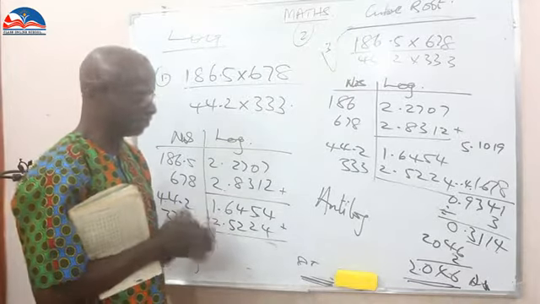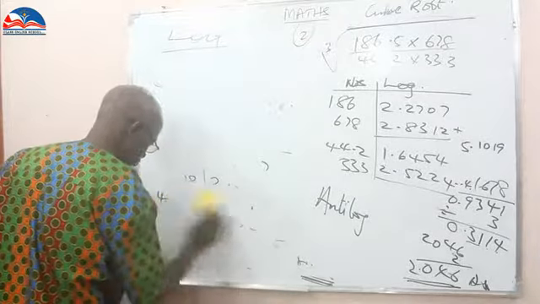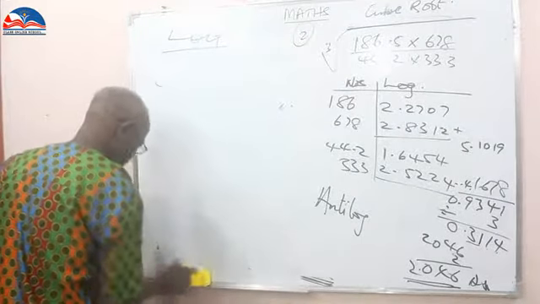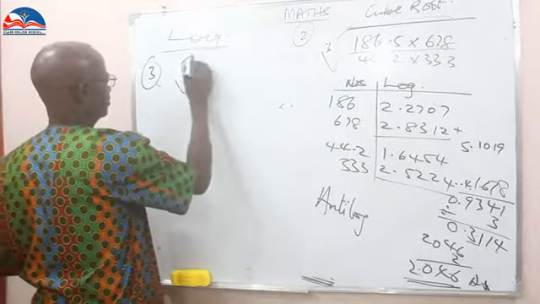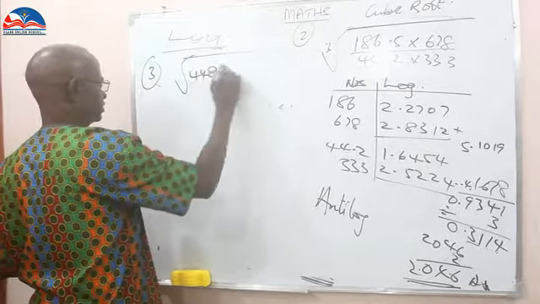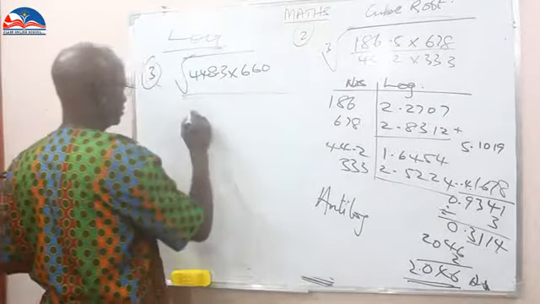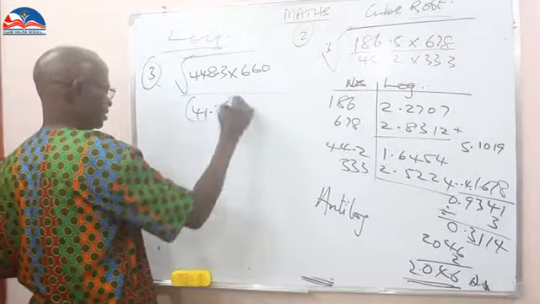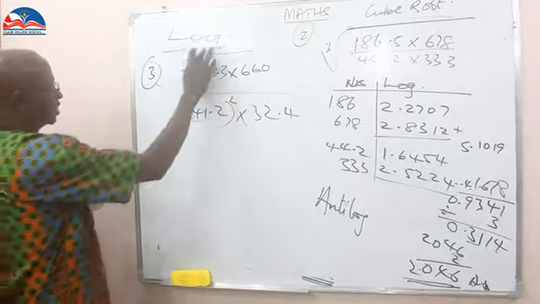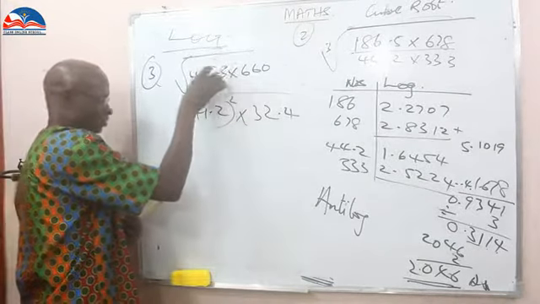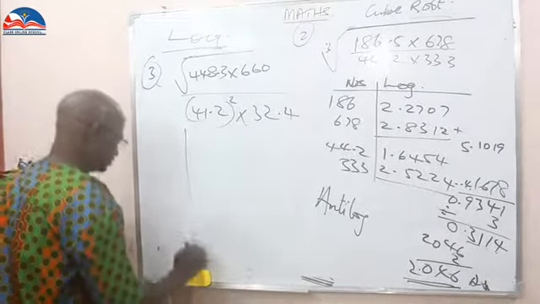I want to take what I call example number 3. In example number 3, let's take maybe square root of 48.3 times 6,466 over 41.2 squared times 332 and 4. Here the square root governs only the one on top. Here it's talking about square root, here it's talking about square. So let's see how this one goes. You have to be very careful with this.